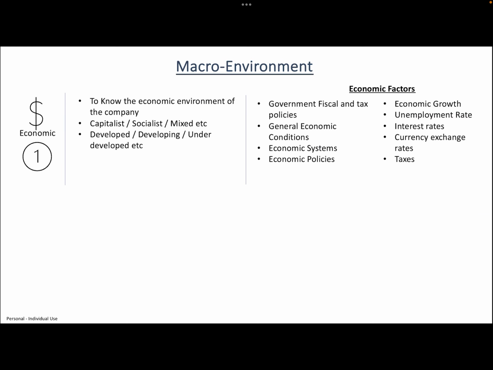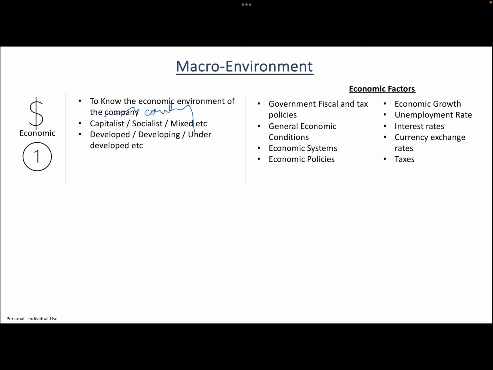So the first point is economic factors. Economic factors are all about knowing the economic environment of the country where the company is operating. The entry country can be a capitalist country, a socialist country, or a mixed economy. I hope you know what capitalist economies are, where a lot of private players will be there. Socialist, where the government controls. In a mixed economy, most of the necessities will be managed by the government, and other things will be managed by private companies. So there are different kinds of economies in the world.